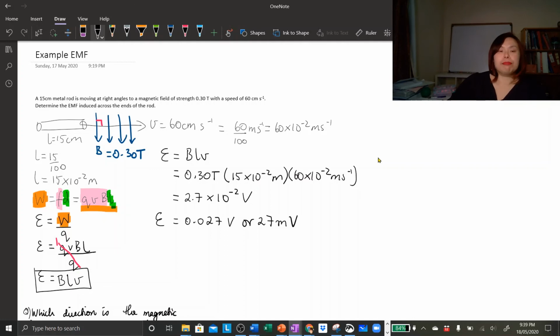Alright, so that's how you calculate how much EMF is induced when a magnetic field has a rod or a current conducting object moving through it. So that's the voltage that is induced, and it's because the magnetic field induces a current in that rod, and the current has an associated voltage or electromotive force.